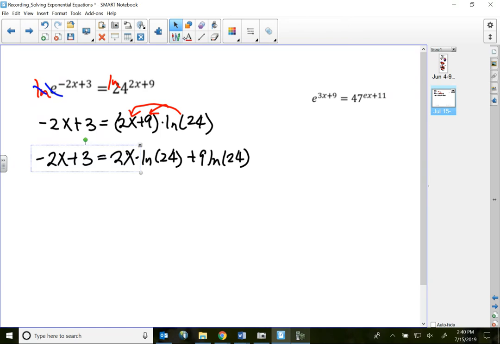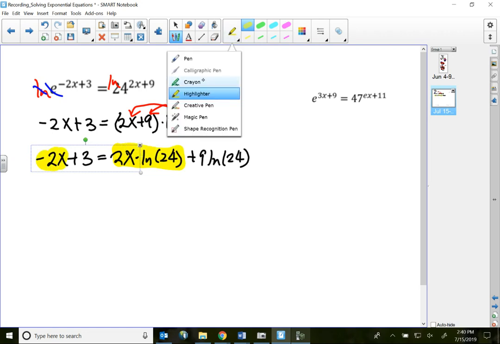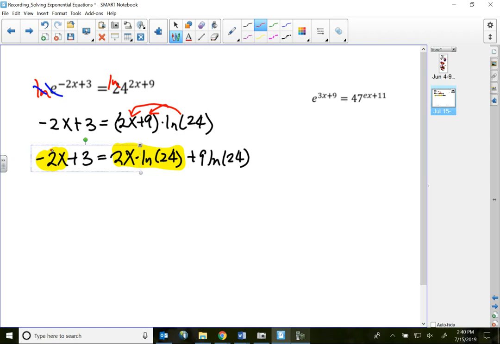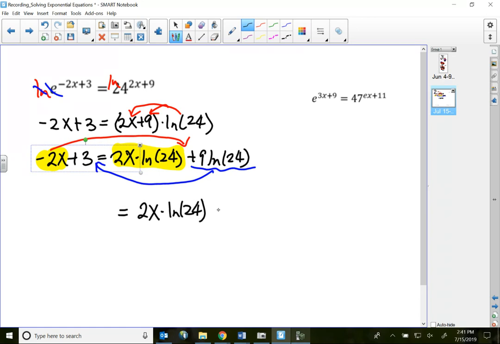So now I have 4 terms here. This is my variable term, and so is this one. So I'm going to move this negative 2x to the right, and at the same time move the positive 9 times natural log of 24 to this side. So I get 2x times natural log of 24 plus 2x. The 3 on the left side is still 3, minus 9 times natural log of 24.